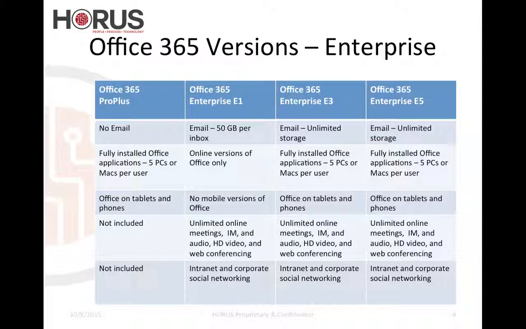Notice that for E1, E3, and E5 there are numbers missing in the middle. There is no E2, there is no E4. The reason being that at one time Microsoft did consider offering a hybrid model somewhere in between the options that you see in front of you, between E1 and E3 and E3 and E5. There were supposed to be intermediary options, but then Microsoft decided to scrap them. So therefore, you only have E1, E3, and E5 available.